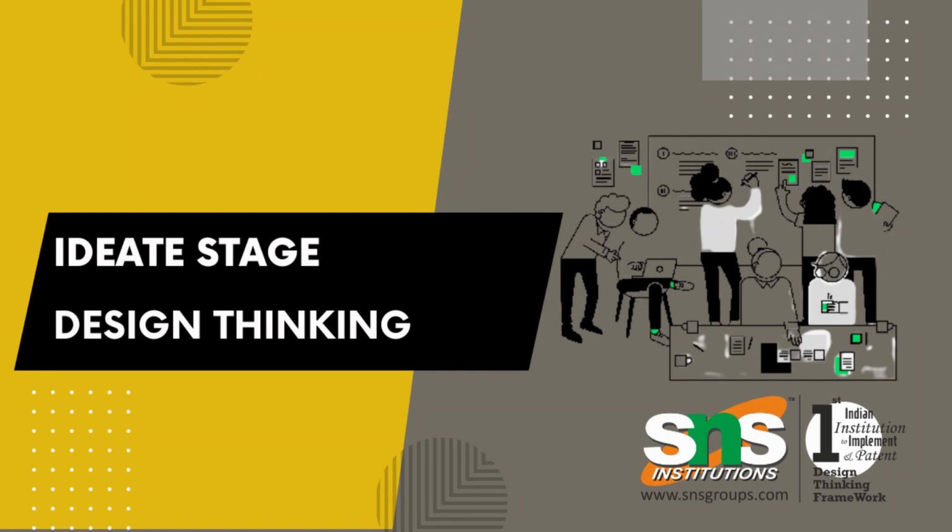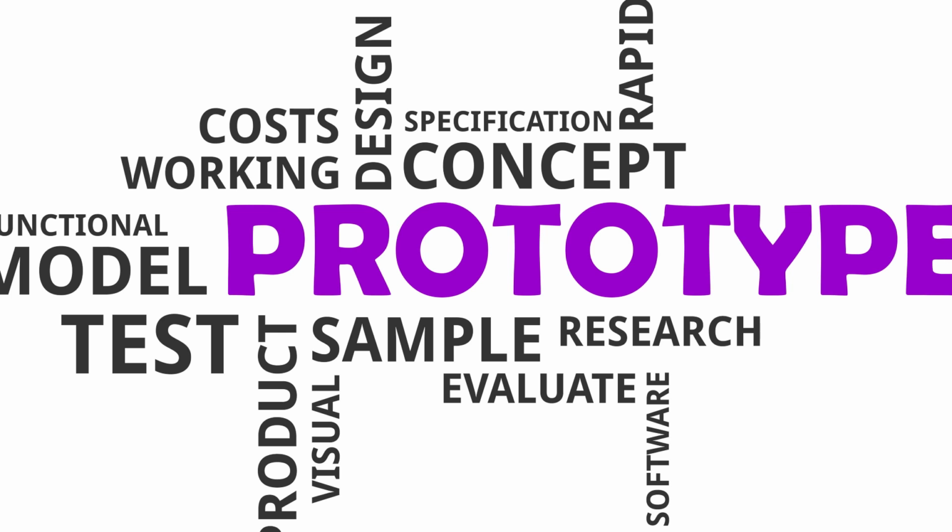Ideate is all about taking up the tangible ideas for prototyping. And the fourth stage in design thinking is prototyping. Prototyping is all about making a model and testing it with the feedbacks.